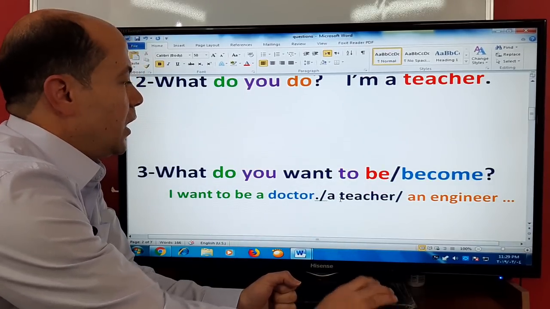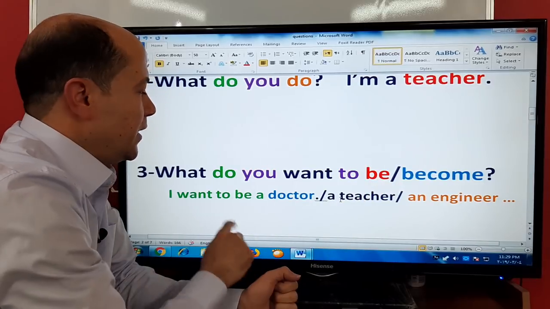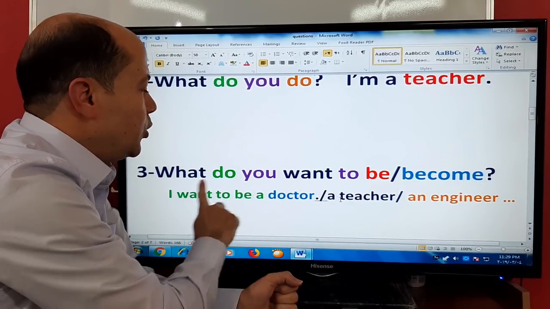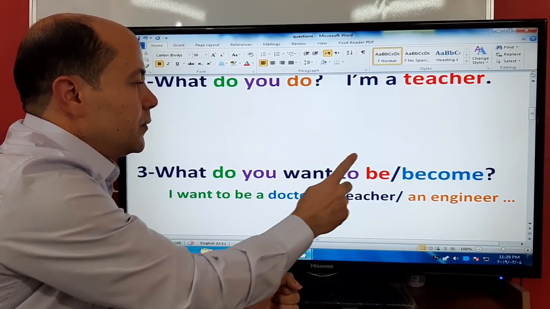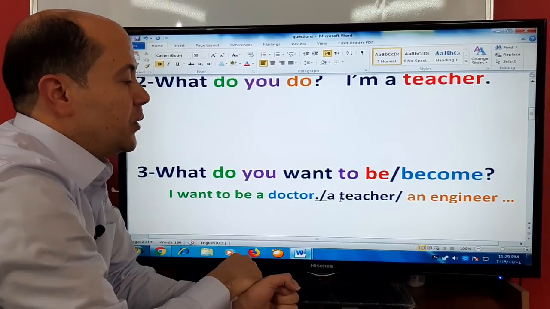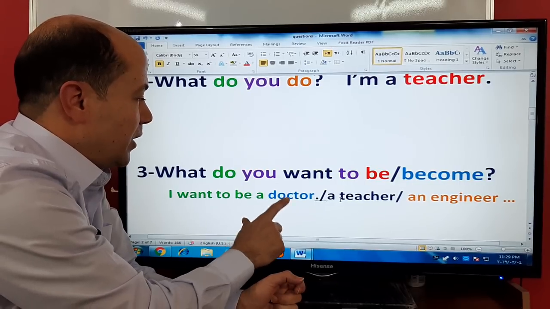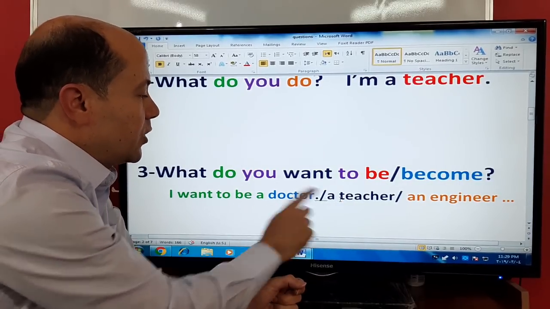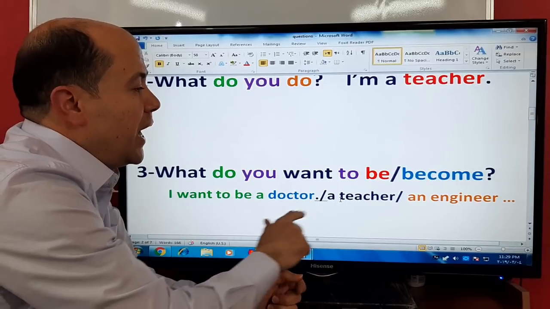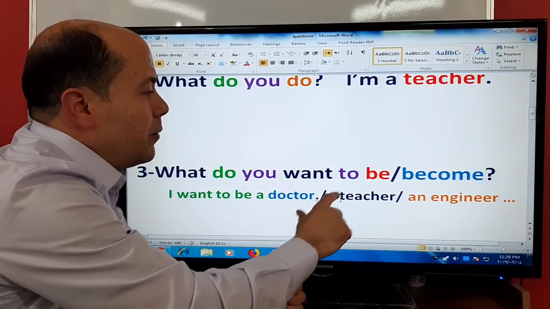Number three. What do you want to be؟ ماذا تريد أن تكون؟ What do you want to become؟ ماذا تريد أن تصبح؟ I want to be a doctor. I want to become a doctor. I want to be a teacher. I want to become a teacher. I want to be an engineer. I want to become an engineer.